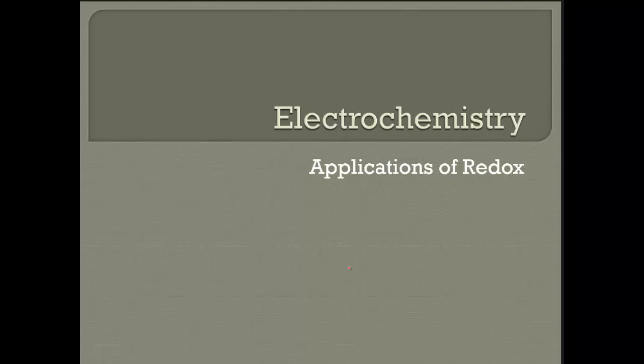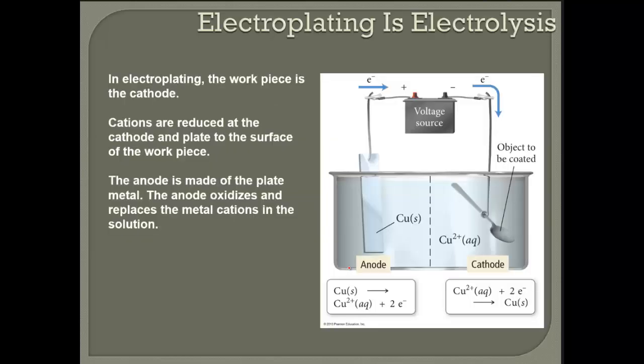In this tutorial, we will be discussing the applications of redox. Electroplating is a form of electrolysis. In electroplating, the workpiece is the cathode. Cations are reduced at the cathode to plate the surface of the workpiece. The anode is made of plate metal. The anode oxidizes and replaces the metal cations in the solution.